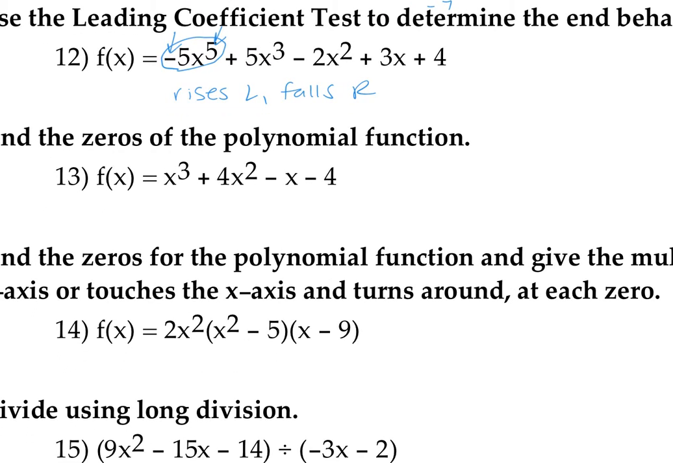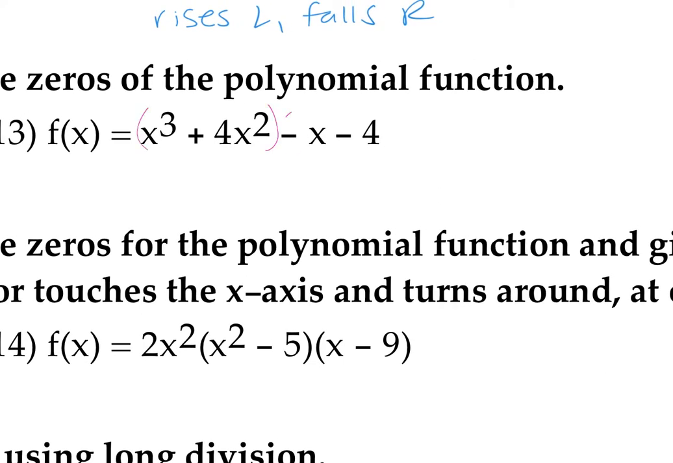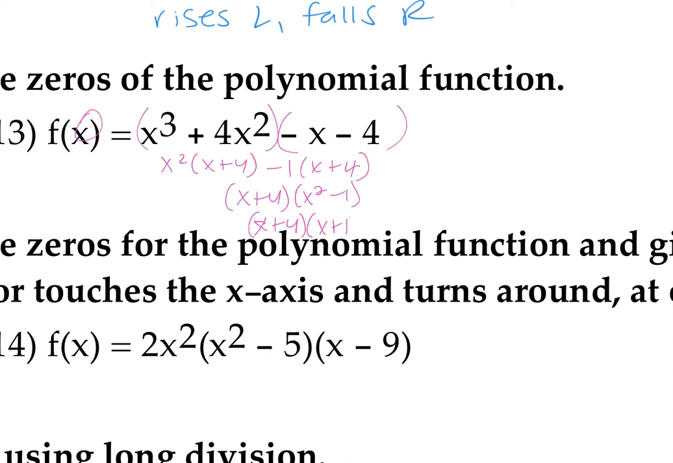13 says to find the zeros of the polynomial. This is factorable by grouping because there's 4 terms. So we set this equal to 0. That's how we find the zeros. I'm going to take out the x squared. Take out a negative 1. And I get x plus 4, x squared minus 1 gets factored further, x plus 4, x plus 1, and x minus 1. So then we set each of them equal to 0. And I get negative 4, negative 1, and positive 1 as my zeros.